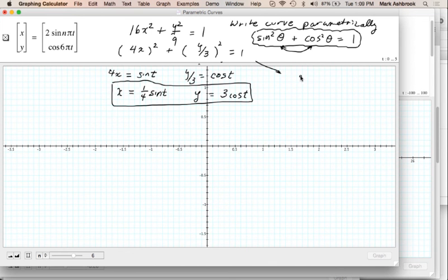4x equals cosine t? Does it work? So if we did 4x equals cosine t and y over 3 equals sine t? I don't see why not. Then it would be cosine squared plus sine squared equals 1. Is it true? Yeah, it's the same thing. So now x is what? 1/4 cosine t. And y is?